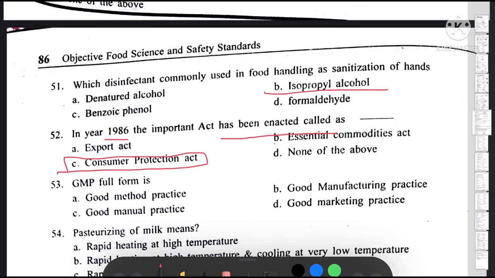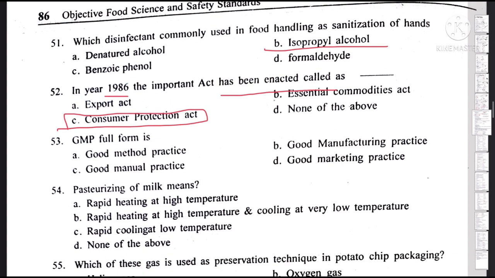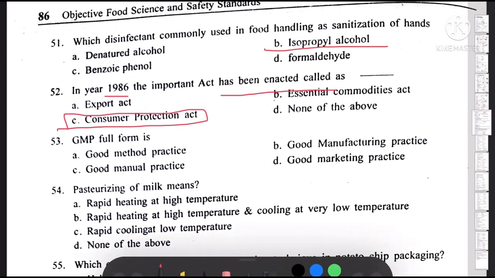Next, GMP. What is the full form of GMP? The options are good method practices, good manufacturing practices, good manual practices, and good marketing practice. So the correct answer is good manufacturing practice. The full form of GMP is good manufacturing practice.